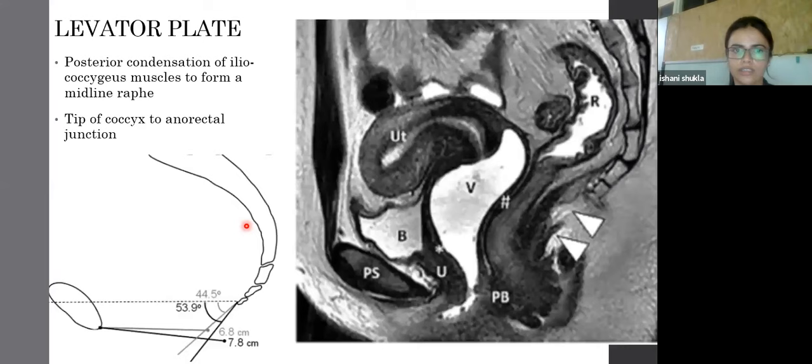Coming to the levator plate, this is actually a posterior condensation of the iliococcygeus muscles in the midline to form a raphe, which is known as the levator plate.